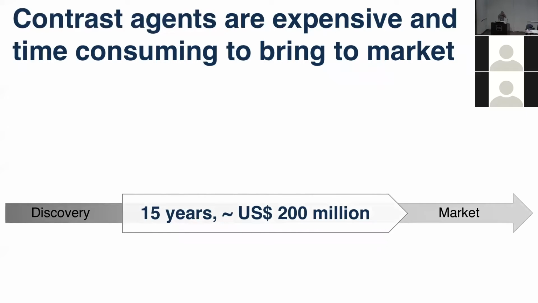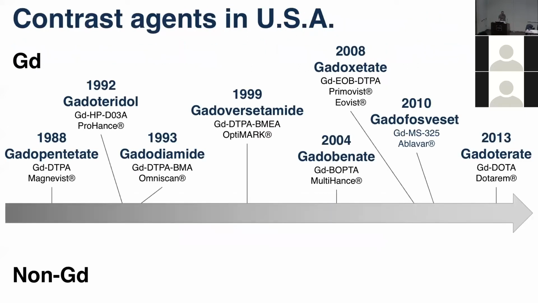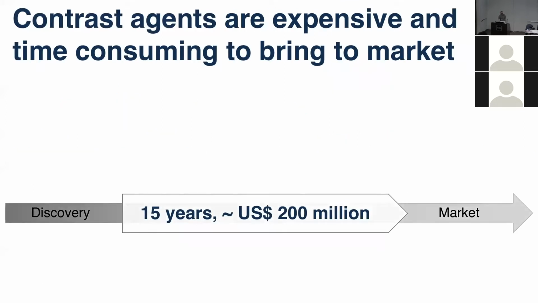Now, something else that you should be aware of is that contrast agents are expensive and time-consuming to bring to market. So from the time a contrast agent is first discovered until the time it's brought to market, it takes about 15 years and about $200 million US. So if you're wondering why there are so few contrast agents available in the United States, each one of these contrast agents costs $200 million.